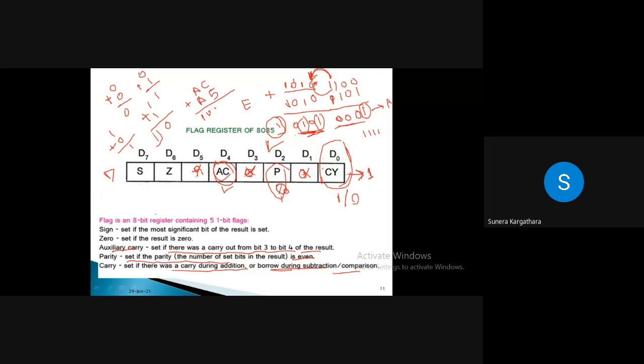Now, if you think in detail, this auxiliary carry flag is not helpful to the user. Can anyone tell me why? We cannot keep any condition, or we cannot check this auxiliary carry flag for further operations or for further decision. Why? Here we can check whether the carry is generated from the lower nibble to higher nibble or not. But this ultimately cannot be helpful for us to take any decision. Can anyone tell me why?